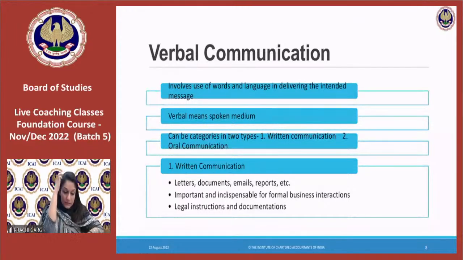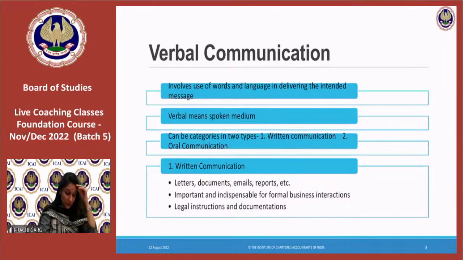Now the other thing is that written communication is important and indispensable for formal business interaction, because you have to prepare reports, you have to prepare various documents when you're working, you have to write emails and give approvals, take approvals. There's so much going on. So written communication is an indispensable part, which is very important for everyone. Then, of course, the legal instructions and documentations. When you're doing your own thing, there are so many legalities involved that you need to take care of. Again, that requires written communication. Clear? Yes.